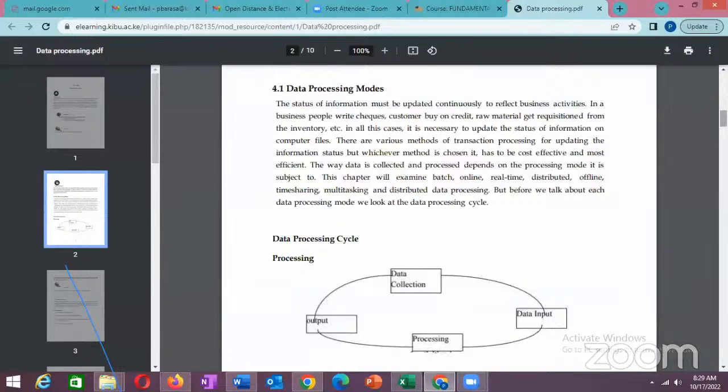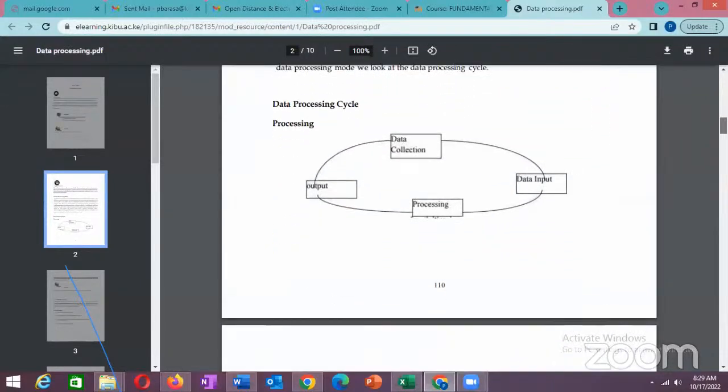So the way data is collected and processed depends on the processing mode it is subject to. So this chapter will examine batch, online, real-time, distributed, offline, time sharing, multitasking, and distributed data processing. But before we talk about each data processing mode, we look at the data processing cycle.